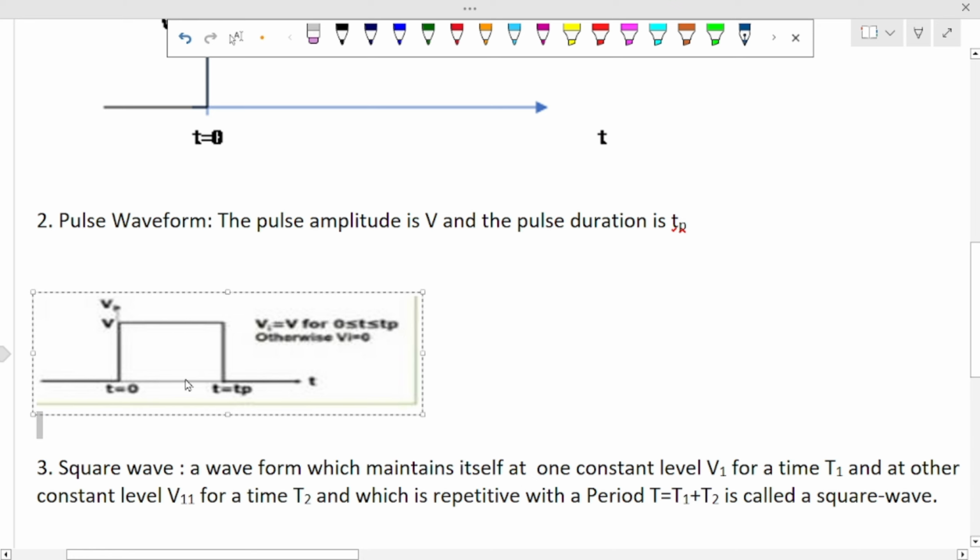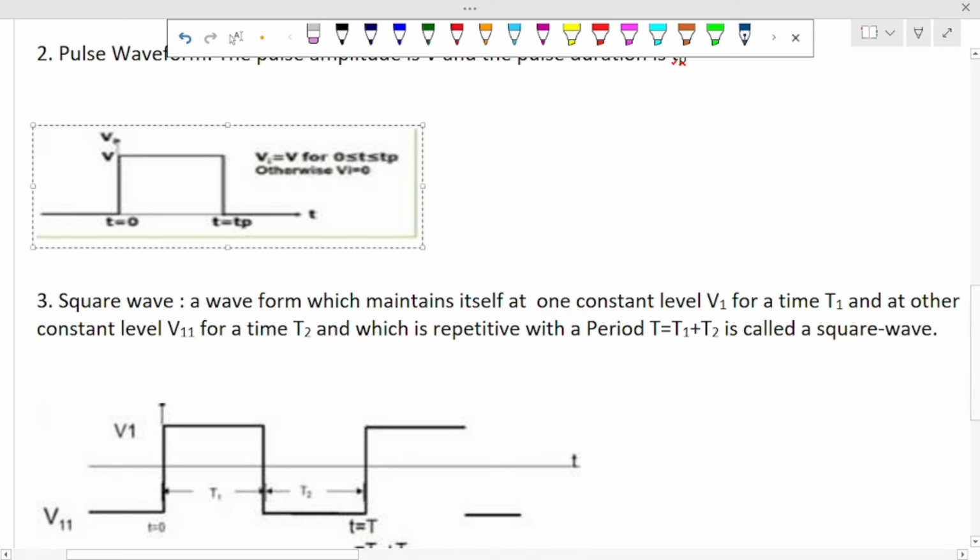So for this range, vi, which is the voltage, equals some volts, which is v, whatever, 300 volts. Then once we exceed this tp, the voltage becomes 0. Otherwise vi, which is voltage, equals 0.